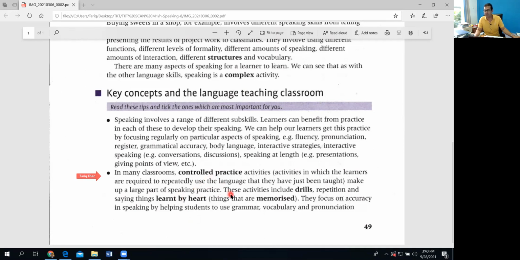Controlled practice activity. Anyone of you? Definition. Can you give me an example? Are you doing that in the classes? Like tongue twisters? Mm-hmm. No? A tongue twister is fluency practice. Pronunciation and fluency. You are doing tongue twisters?